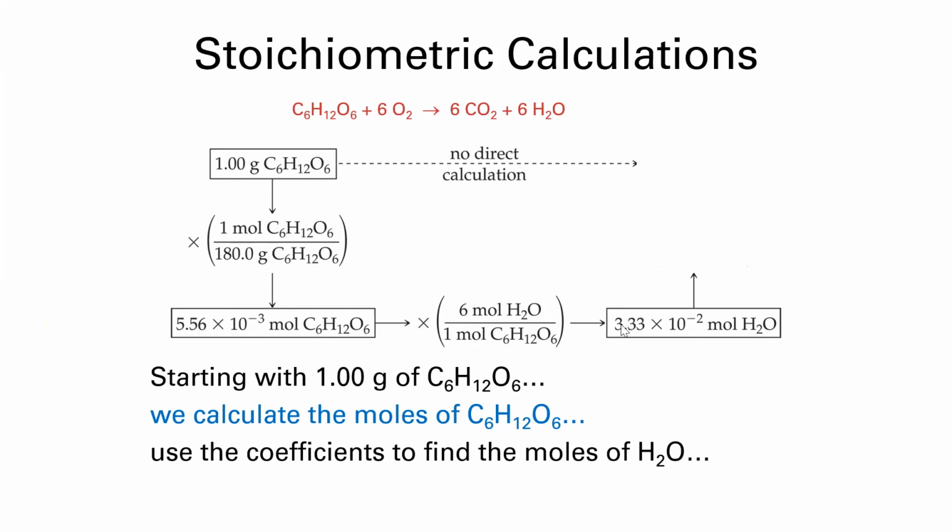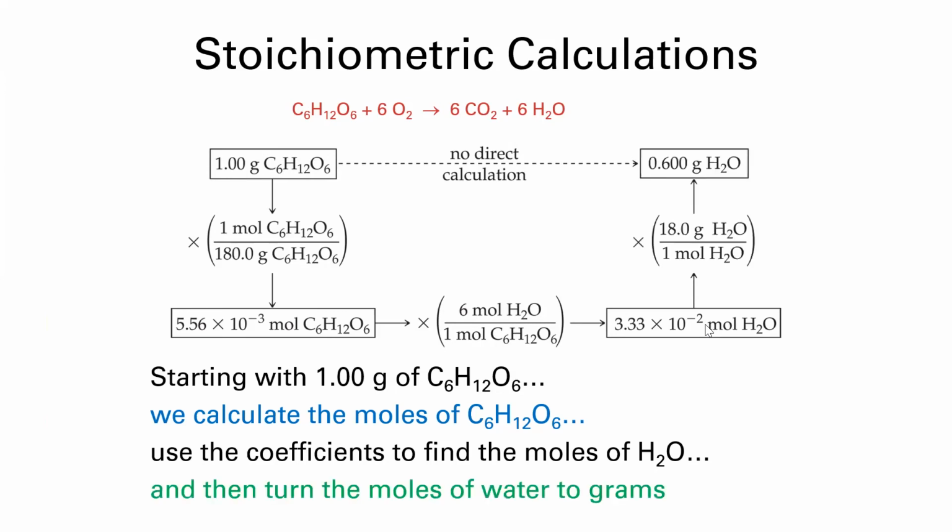Then we get 3.33 multiplied by 10 to the minus 2 mole of H2O, and then we multiply it by the molar mass of water. The molar mass of water is 18, and then we get 0.6 gram of H2O.